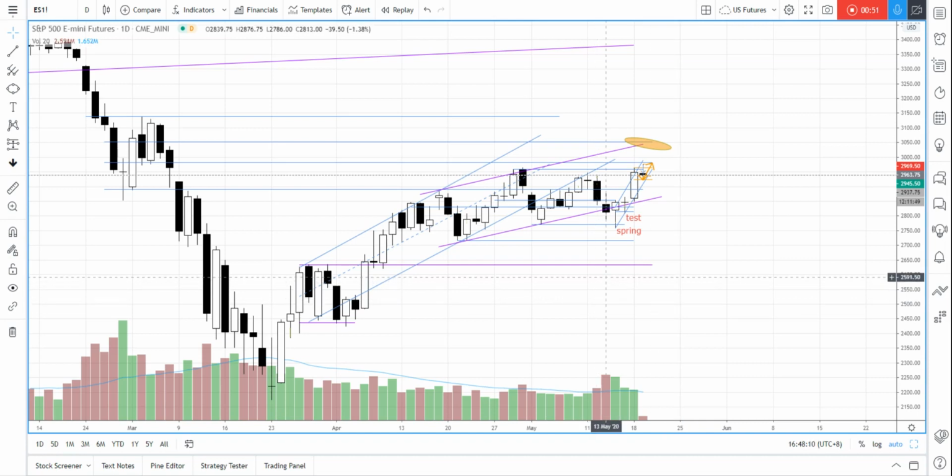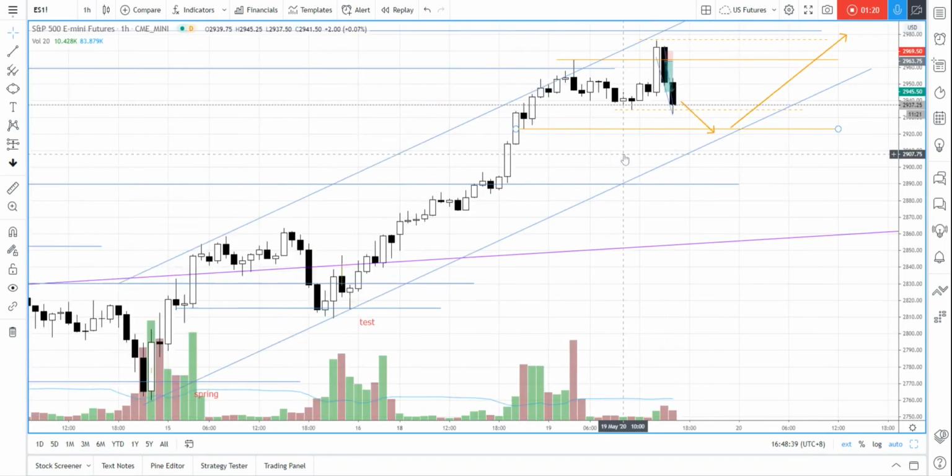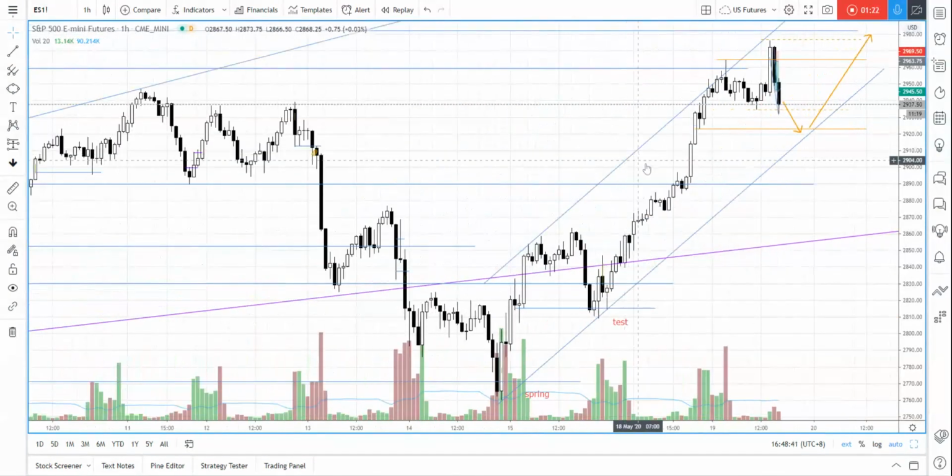As you can see on the daily chart here, yesterday we had a very bullish day. So I talked about the spring on the 14th of May and the test on the 15th of May, which confirmed the spring. And subsequently, yesterday we had a really bullish day. I think that's related to the coronavirus vaccine as well. But anyway, if I look at H1, you can get a better and clearer view.